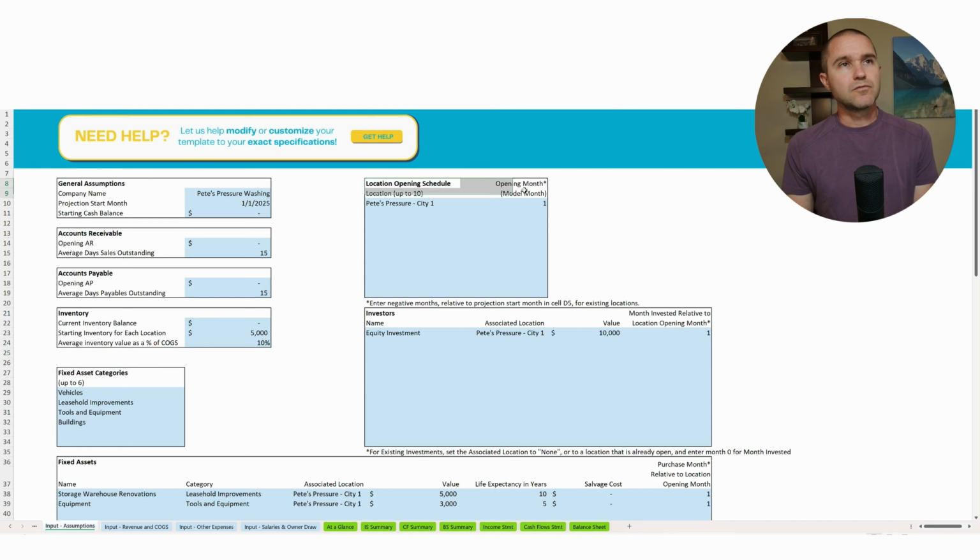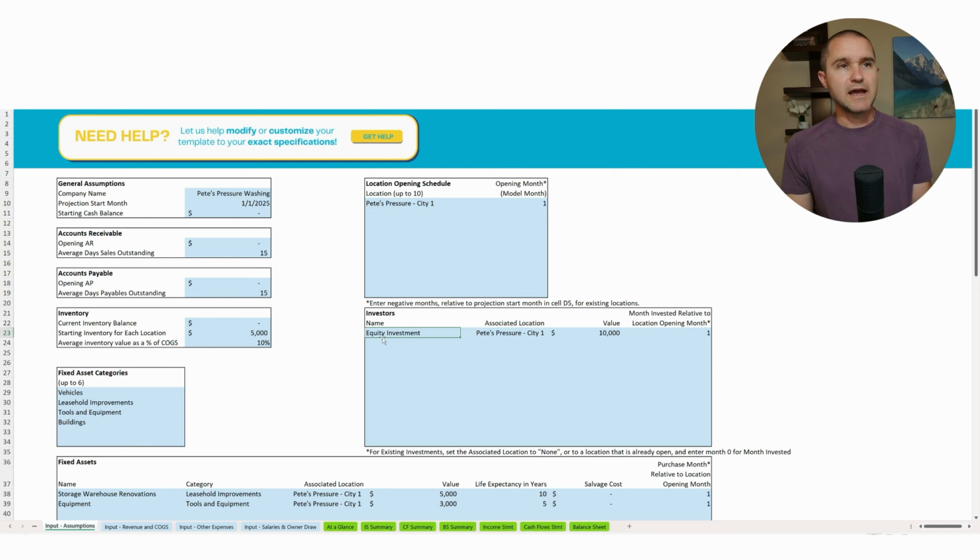All right, so I know I mentioned that this template is built for the ability to have multiple locations or multiple units of the business. So again, this first version, and I'll show you in a little bit how to do this with a multi-unit model, but we're just going to assume we've just got one location in this city one, and we're opening in month one of the model.